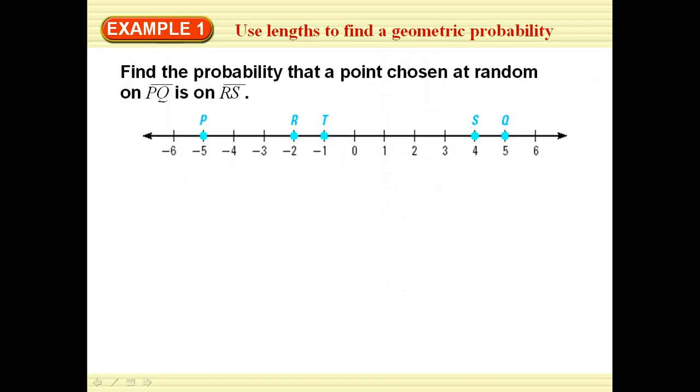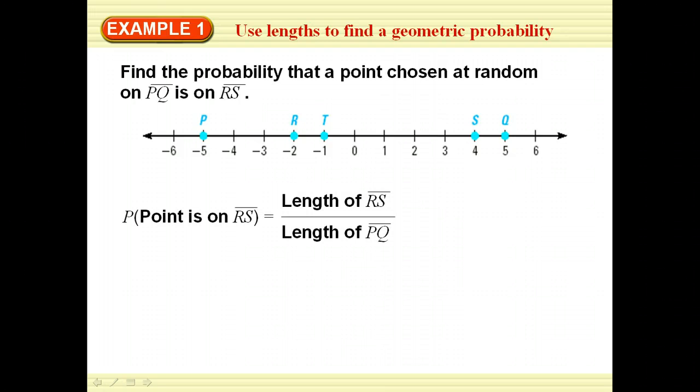So let's look at a few. Find the probability that the point chosen at random on PQ is actually on RS. So what I need to do is think of my probability. I need to find the length of RS and the length of PQ. Remember that my probability is the length of RS in relation to the length of PQ. Since RS has a length of 6 and PQ has a length of 10, that is 6 out of 10. You could reduce that to 3/5. You could write it as a decimal of 0.6 or as a percent of 60%.